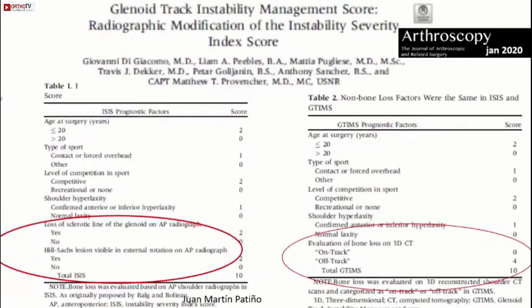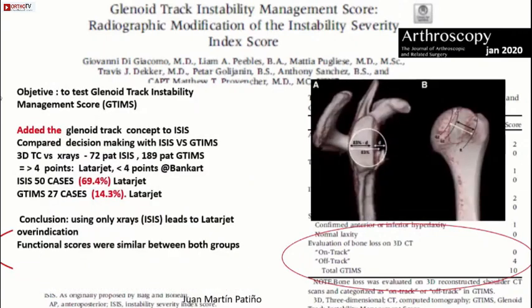This year this paper was published: Glenoid Track Instability Management Score, a radiographic modification of the Instability Severity Index Score. This was the main objective of the authors: they added the glenoid track concept to ISIS. They compared decision-making with ISIS versus this new score, using 3D CT scan versus X-rays. When they had more than 4 points, they indicated Latarjet. When they had less than 4 points, they indicated an arthroscopic Bankart.